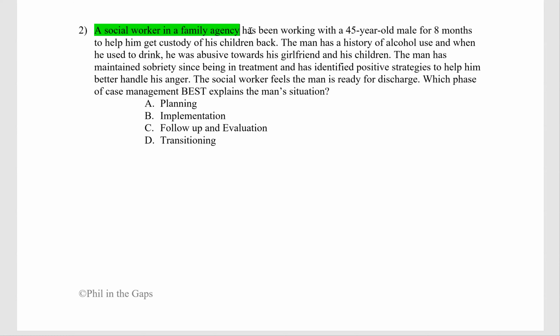We're a social worker at a family agency, so that's who we are and where we are at. We're working with a 45-year-old male, so that is our client. For 8 months, any length of time, hop on top of it because it paints a picture of what we're looking at in this given moment, and has helped him to get the custody of his children back. The man has a history of alcohol use, and when he used to drink, he was abusive towards his girlfriend and his children. The man has maintained sobriety since being in treatment and has identified positive strategies to help him better handle his anger.